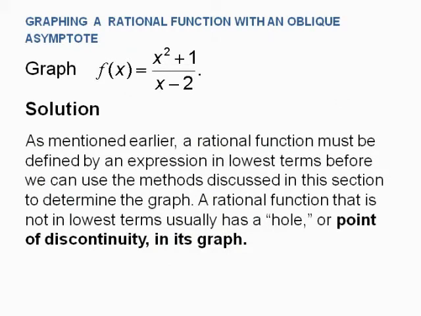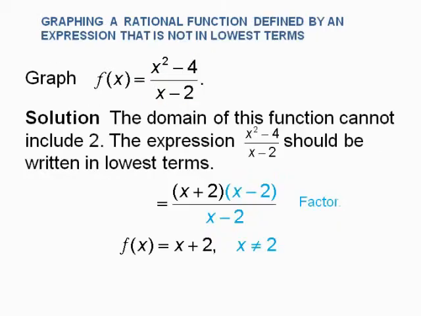All right, now, as mentioned earlier, a rational function must be defined by an expression in lowest terms. So in other words, this fraction must always be reduced to lowest terms. And in this last example, it was, all right? So we want to look at one last example here. A rational function that is not in lowest terms usually has a hole or point of discontinuity in its graph. So we're going to look at this last example here, and this is the famous line with a hole in it.